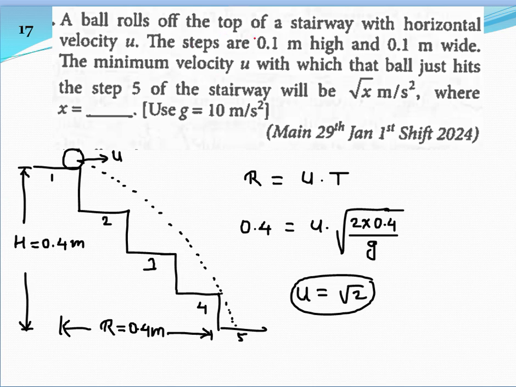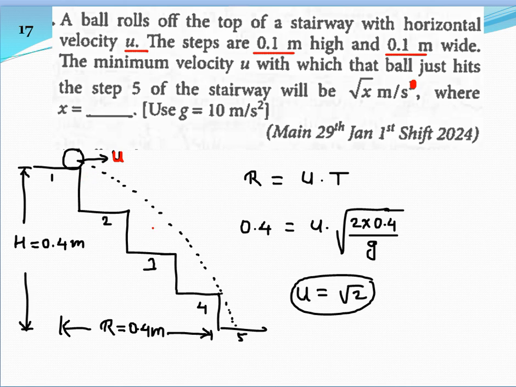A ball rolls off the top of a stairway with horizontal velocity u. Steps are 0.1 meter high and wide. So the minimum velocity u with which the ball just hits step 5 of the stairway will be, they have written here like root x. Actually, I have here calculated u.